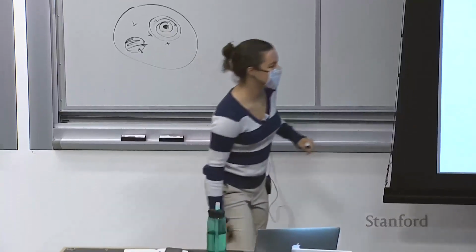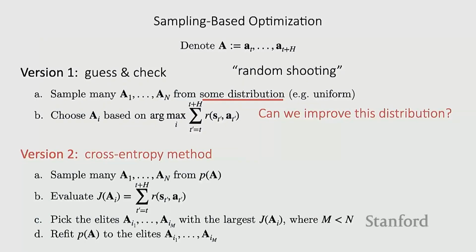So to recap, the way that we iteratively resample is we sample at random to start, and then we pick some subset of those samples that are the best. We refit a distribution to those samples, and then resample from that distribution.